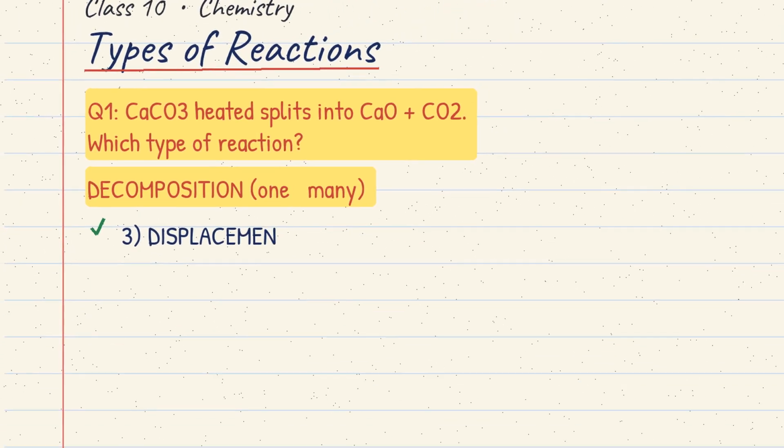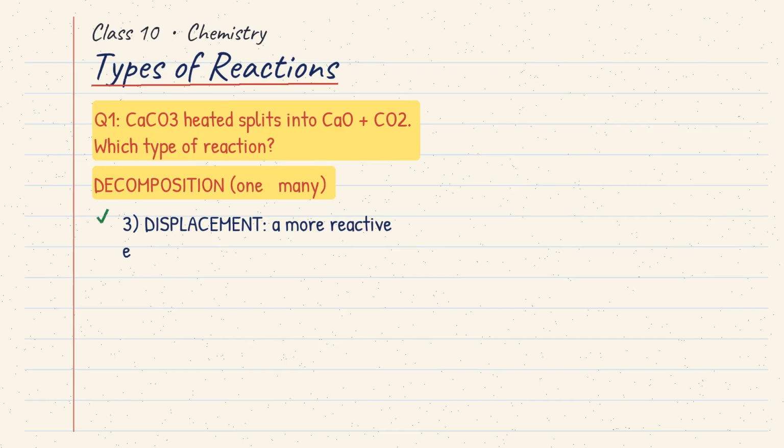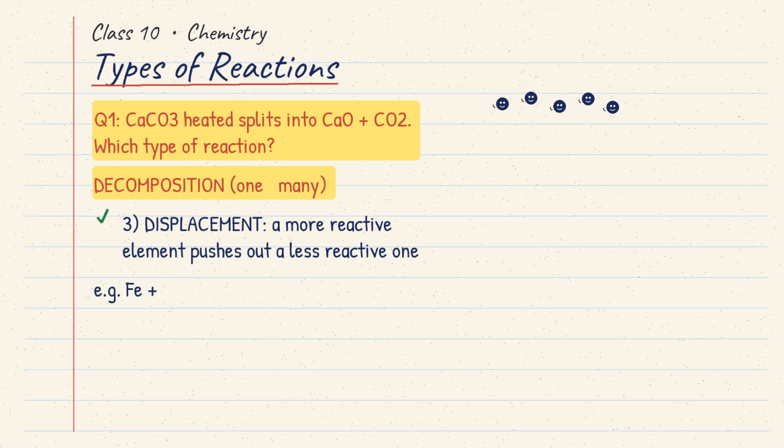Third, displacement. Here a more reactive element pushes a less reactive element out of its compound. For example, iron pushes copper out of copper sulfate, giving iron sulfate and copper metal.